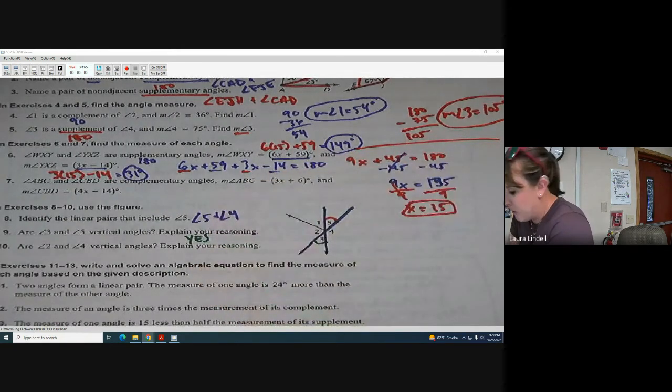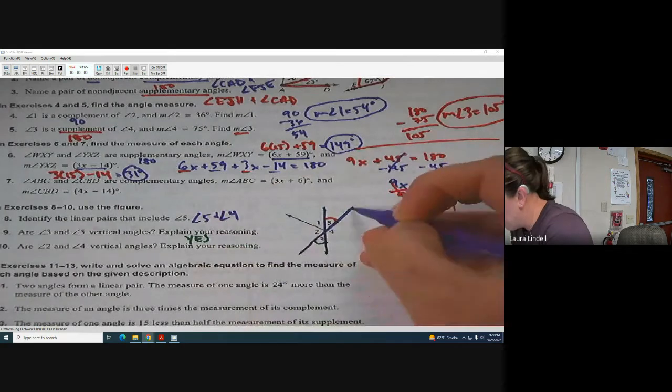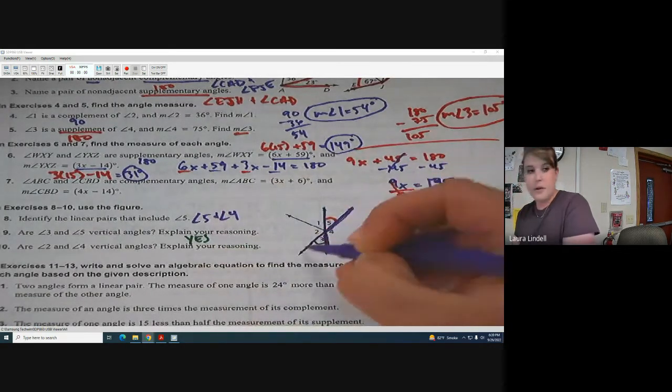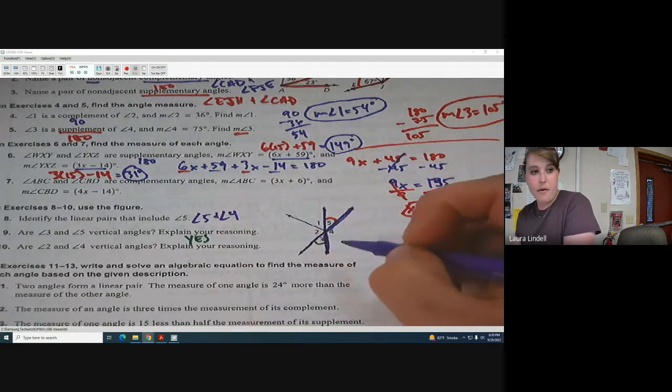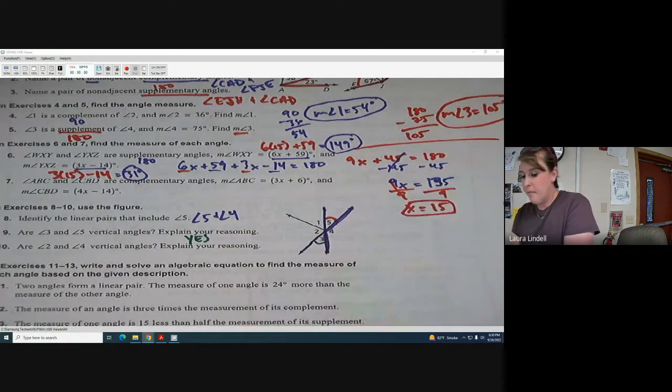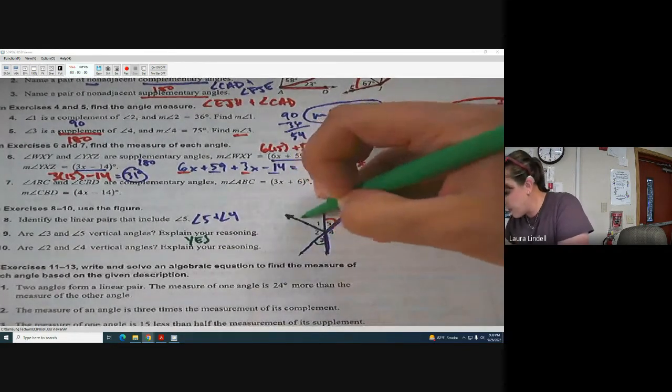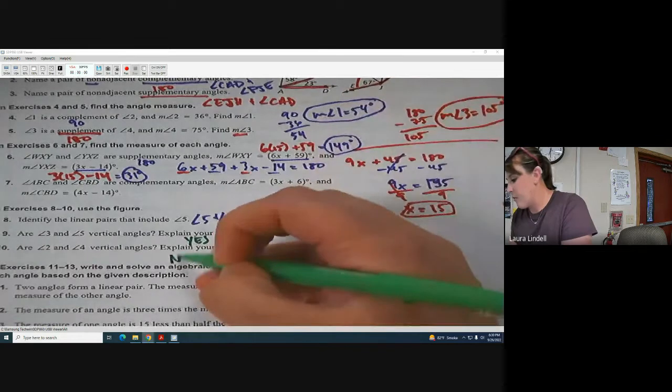What about 2 and 4, though? If you look at the lines that make 4, is it the same as the lines that make 2? No, right? The lines that make 4 are these two. Angle 2, though, is made by this ray right here. So that's why this one would be a no.